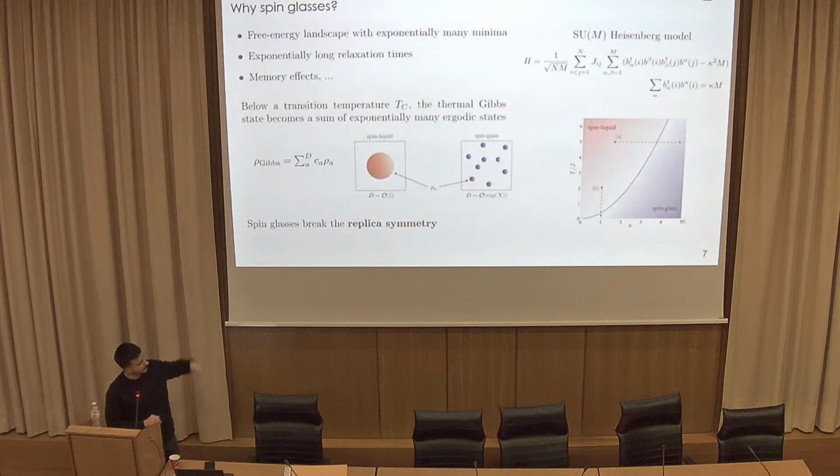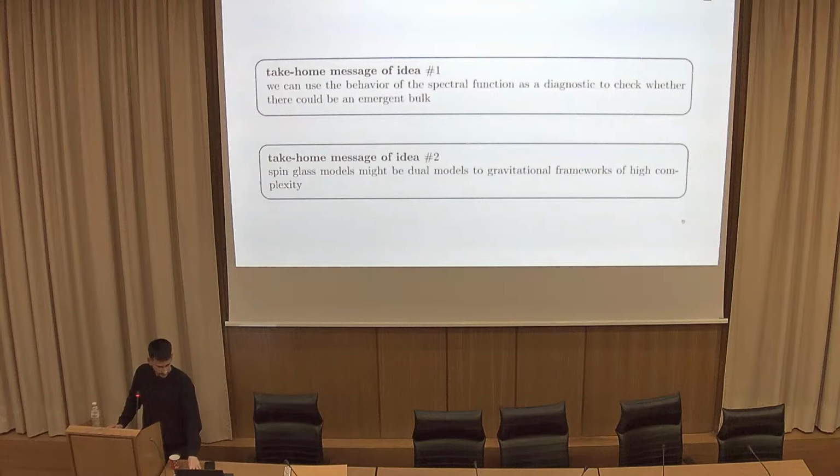The y axis is temperature and coupling strength. The x axis is this kappa number, the number of local degrees of freedom. And indeed, there are two phases. After you pass this transition temperature, the replica symmetry is broken, and you have all these properties. So these are the two take-home messages of these two ideas.